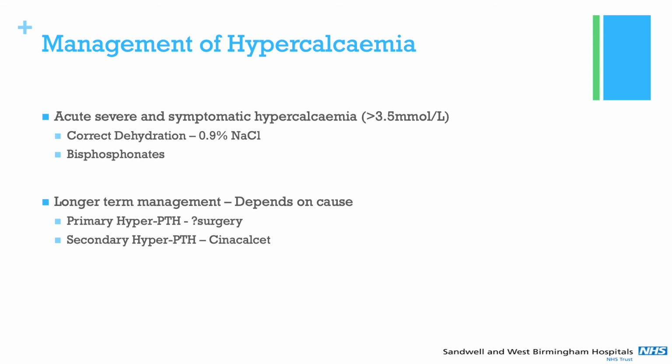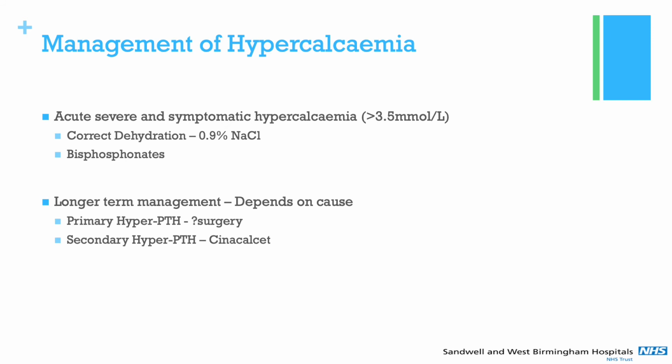In the longer term, our management will depend on the cause of our hypercalcemia. If it's a malignancy that's been causing the hypercalcemia, we'll need to try and treat the malignancy if that is possible. So surgery, chemotherapy, and radiotherapy are usual options for treating any malignancy if possible. If the hypercalcemia is caused by primary hyperparathyroidism, if it's caused by one of those adenomas, can we chop it out? Do we have the option of performing surgery?